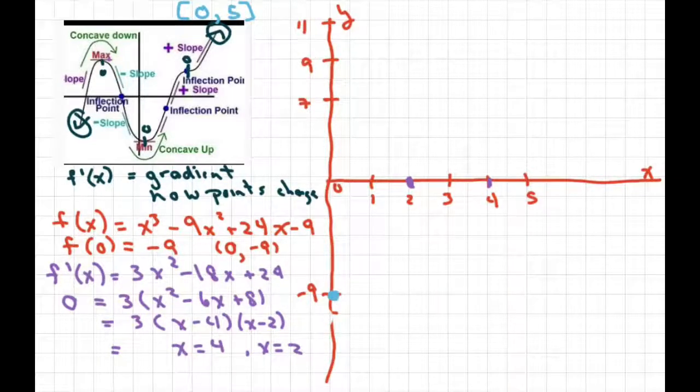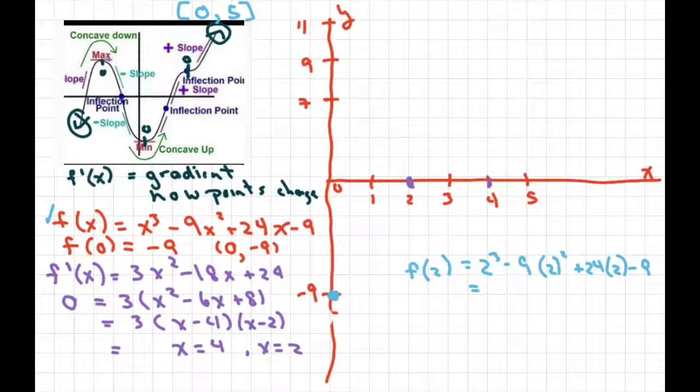To get our y value, you plug it back into your original equation. So we have f of 2 equals 2 cubed minus 9 times 2 squared plus 24 times 2 minus 9. That's going to give you, at 2, 11. So at 2, we're going all the way up to 11 here.